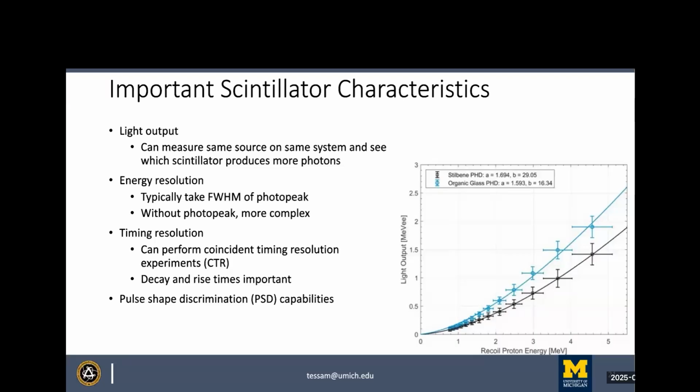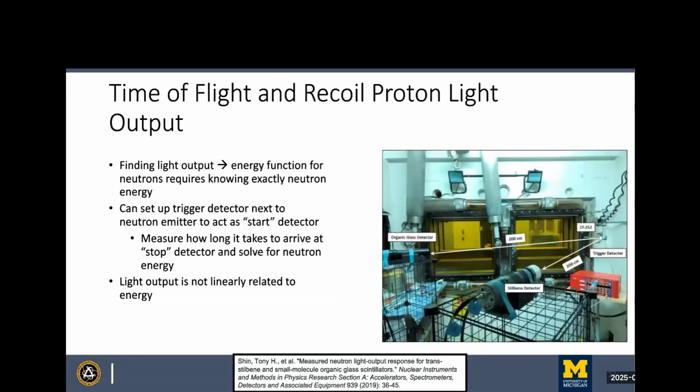We can directly look at coincidence timing resolution, or CTR, in separate experiments. We care about when the pulse starts to rise and how long it takes to decay, and therefore we can determine how fast the scintillator is responding after it is hit with the incident radiation. And many of these also have pulse shape discrimination, or PSD, capabilities between gamma and neutrons.